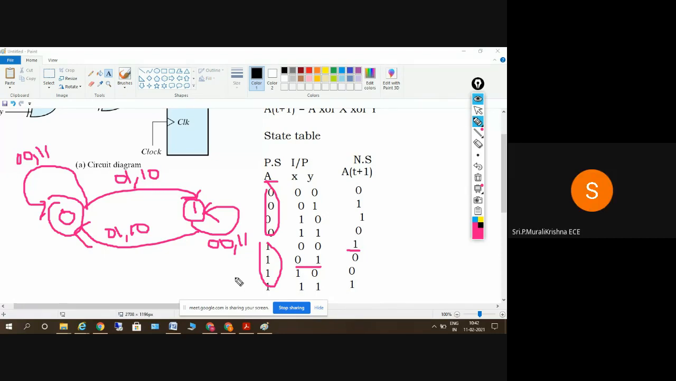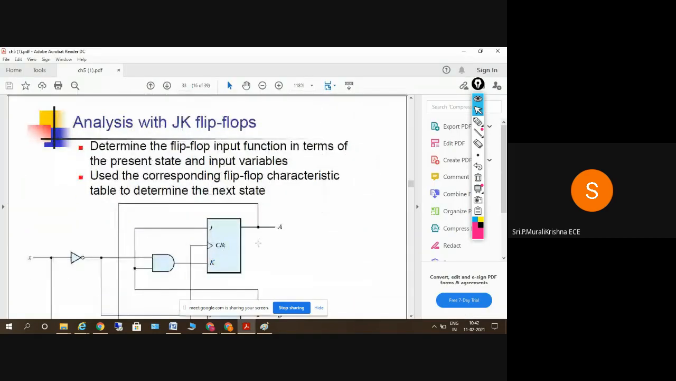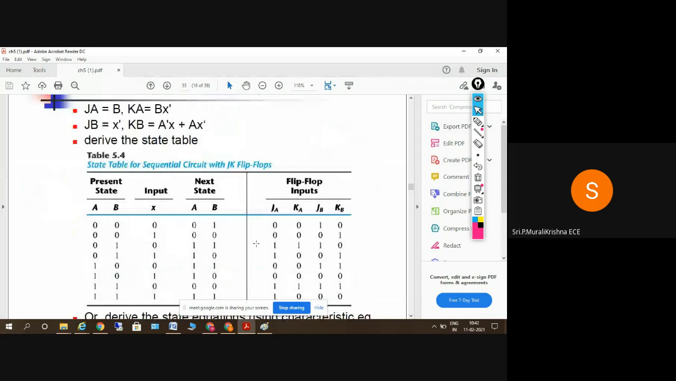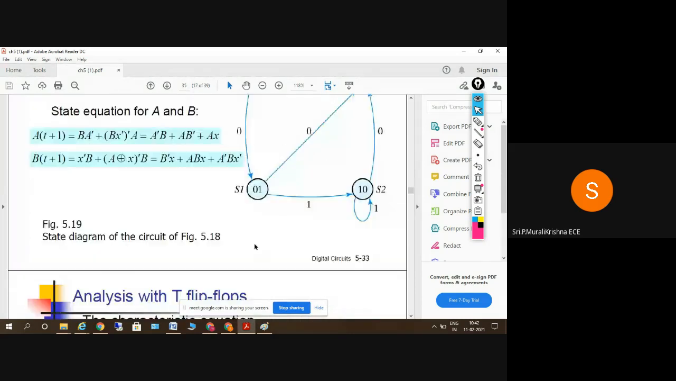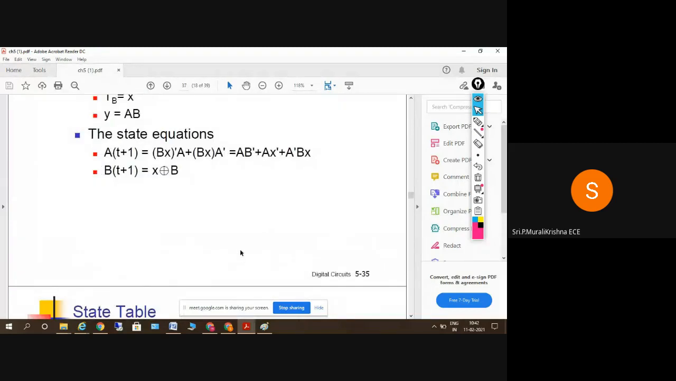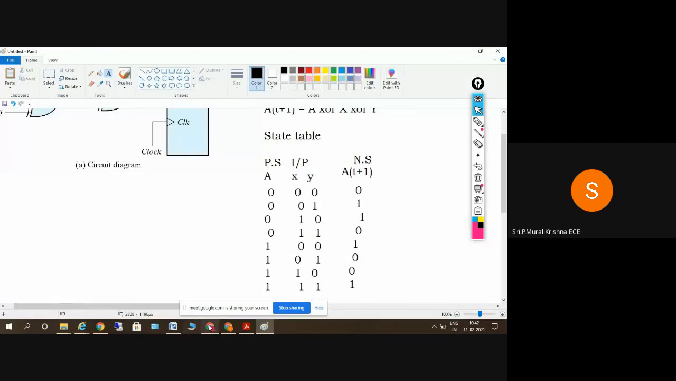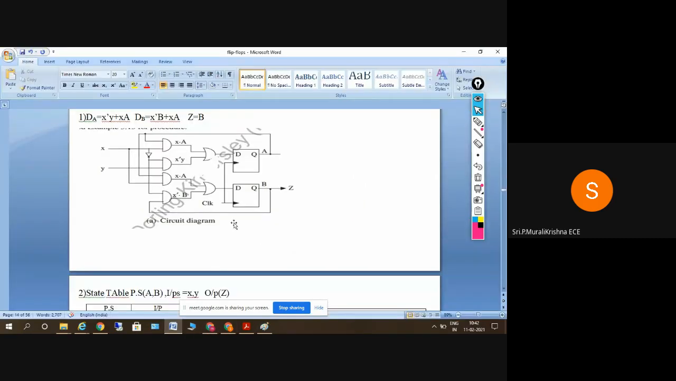So this is the state table, I mean, this is analysis using the D flip flop. We'll see more analysis to come. Using D flip flops, JK flip flops, we'll see it in the next class. Meanwhile, we'll see with the D flip flops only. So we'll see one more problem related to D flip flop. D flip flop analysis is very easy compared to other flip flops.